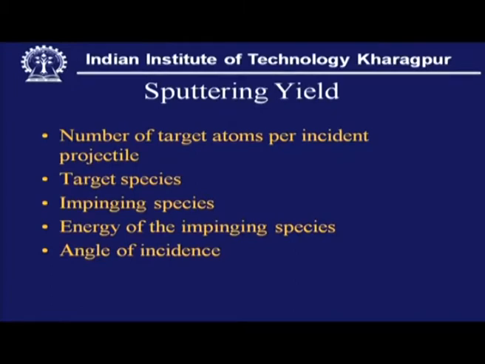So, all these series of processes are actually the result of this hit by the argon ion, which is serving like a projectile. So, this is one thing. That is actually sputtering yield: the number of target atoms which are being ejected per ion, per single ion.